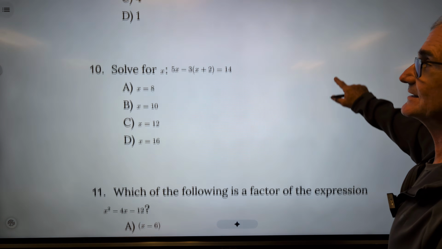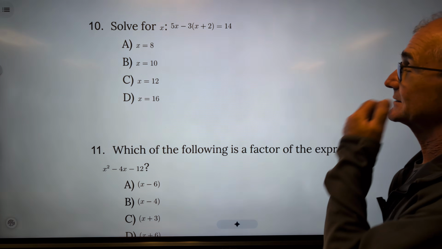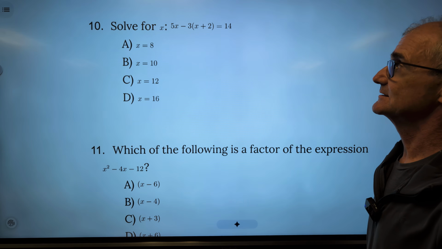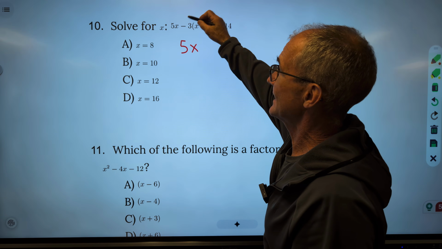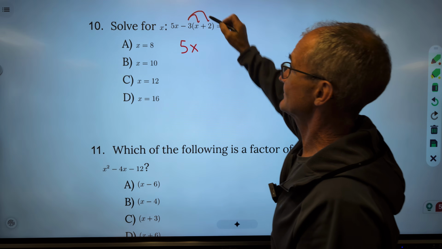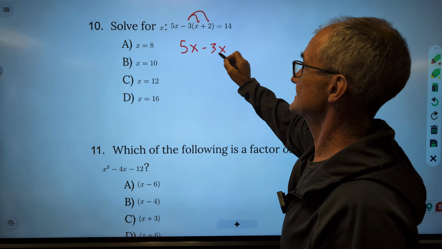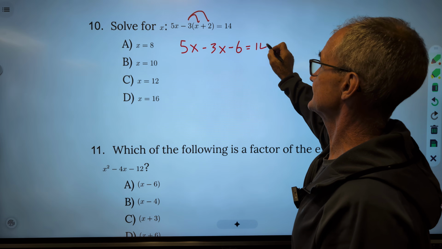Okay, number 10 right here. Give it a try. A few things going on here. I have an equation, solving for x. First thing I'm going to do is write this out after I distribute that negative 3 through the quantity. So I have 5x minus 3x, negative 3 plus 2 is negative 6, equals 14.